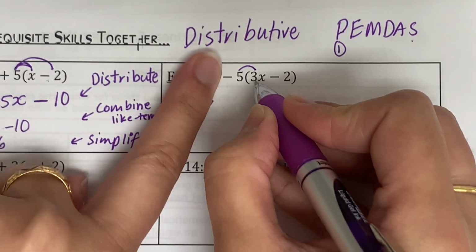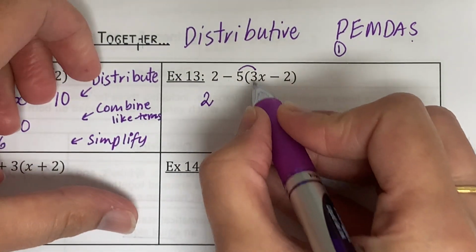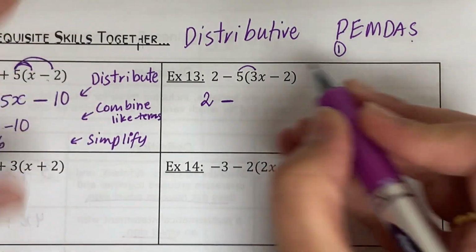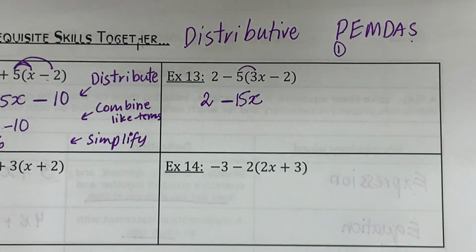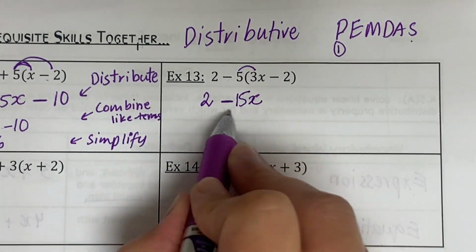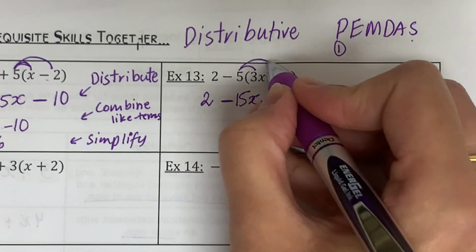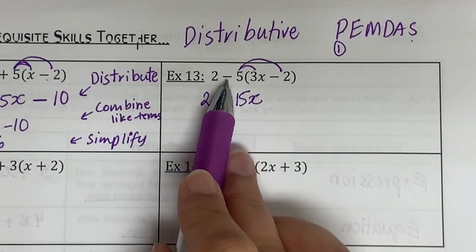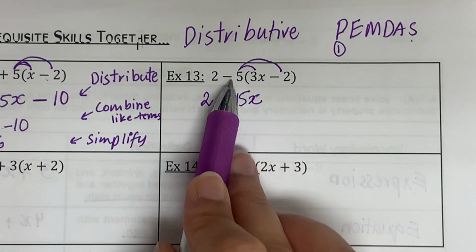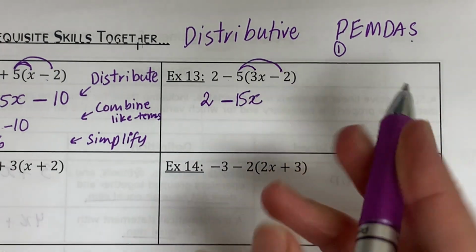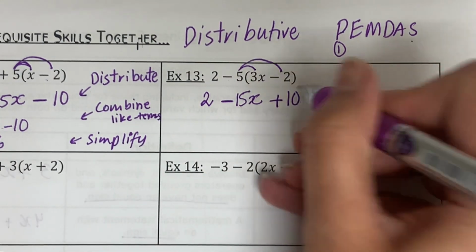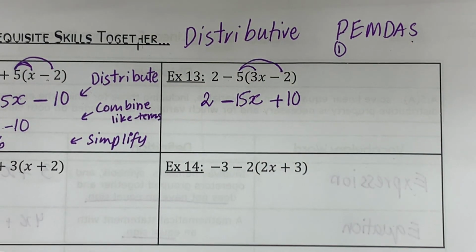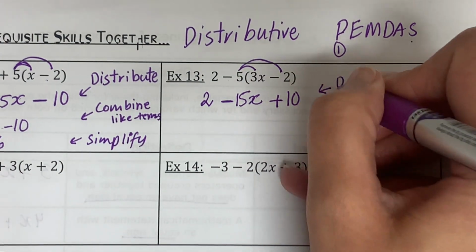Minus 5 times 3x. Negative, positive, you have a minus that you keep. 5 times 3 is 15, and then x. So negative 5 times 3x is negative 15x. I have another number to multiply, so don't ignore it. Minus 5 times minus 2. Minus minus is a plus. 5 times 2, 10. And I have done the distribution.